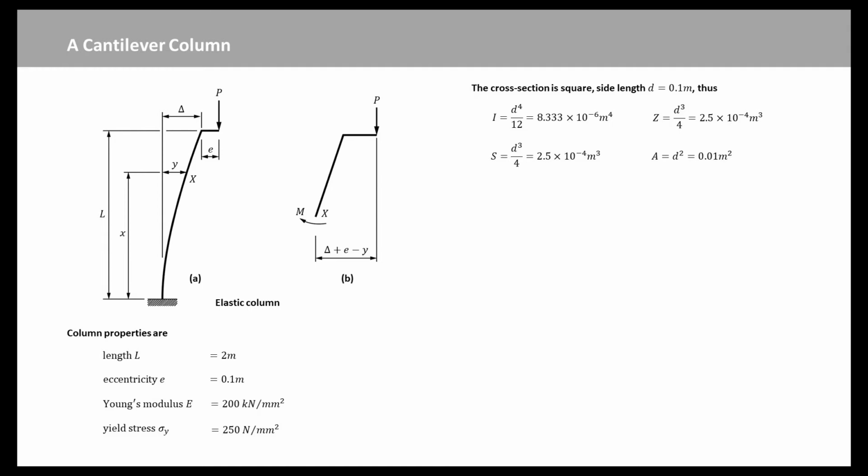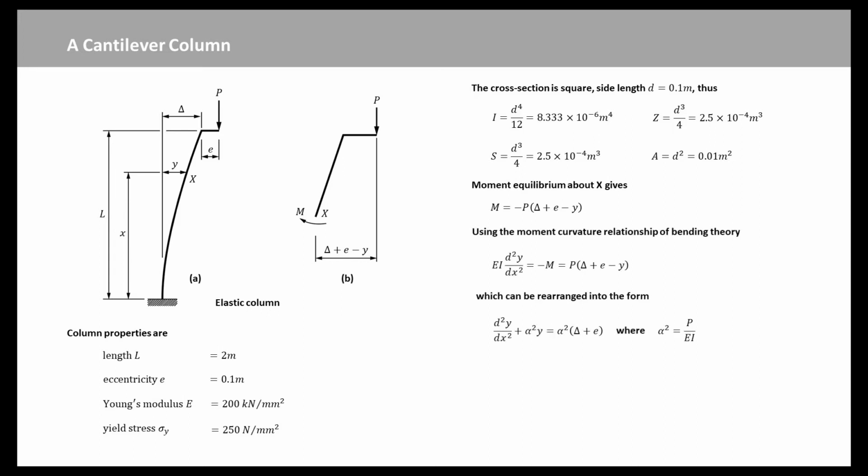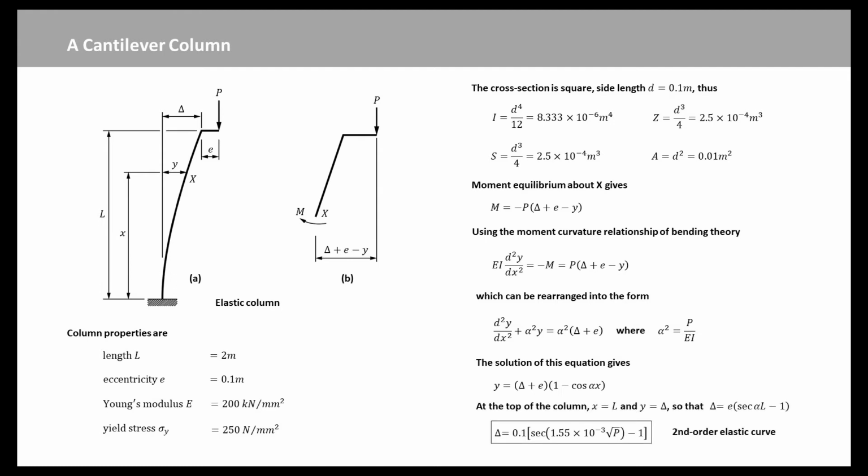This figure also shows the free body diagram from cutting the column at some point x. Moment equilibrium about x gives this equation. Using the moment curvature relationship of bending moment shown here, which can be rearranged into the form where alpha squared equal to P over EI, this differential equation governs the deflections y of the column. The solution of this equation is this expression. At the top of the column, x equal to L and y equal to delta. This can be substituted into the y equation to give this delta equation.